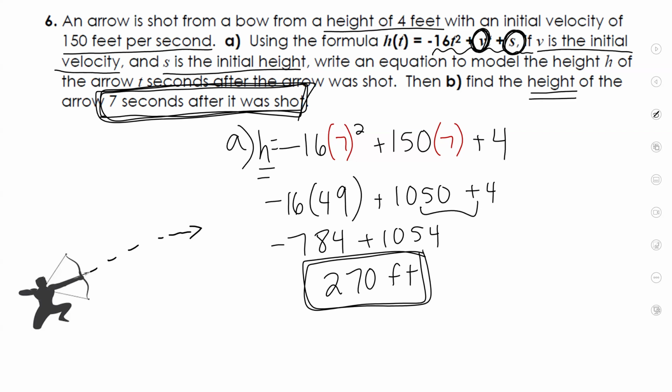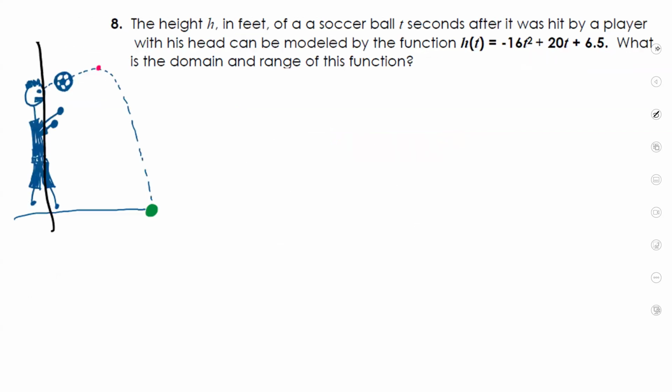270 feet in 7 seconds. All right, next example. We have a soccer ball. Someone bunts it with his head, and it's modeled by this equation. The question says, what is the domain and range of this function?